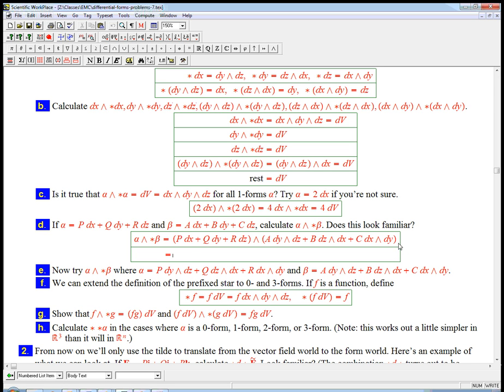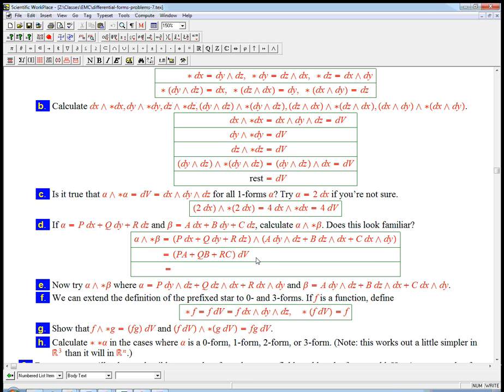Now, a lot of that dies. Dx wedge dz wedge dx, that dies. The dx wedge dy, that dies. The only things that don't die are where they're different. So PA times dx wedge dy wedge dz. Hey, that's a dv. Surprise, surprise. QB. Aha. And RC times dv. Now, that looks very interesting.